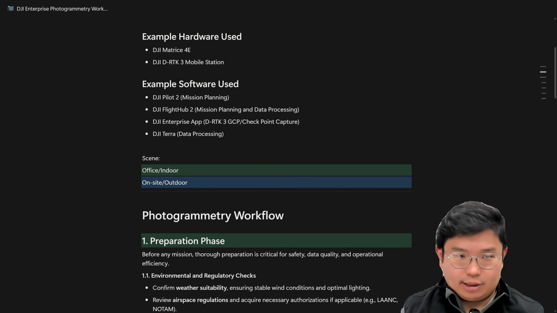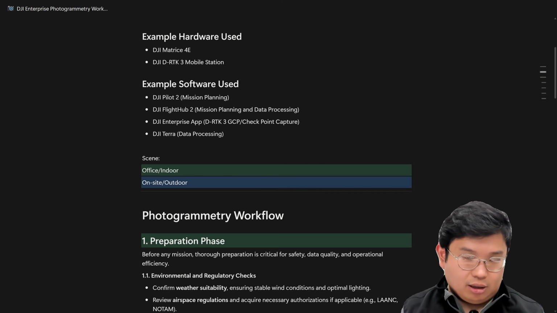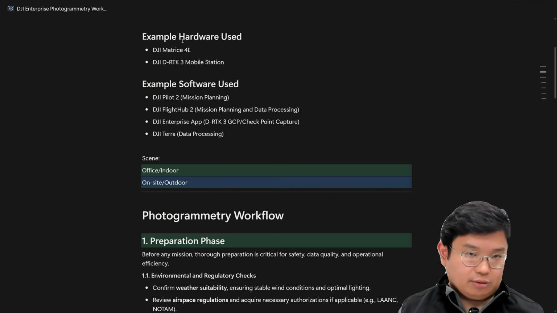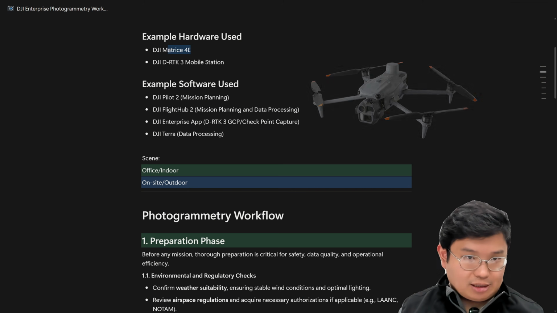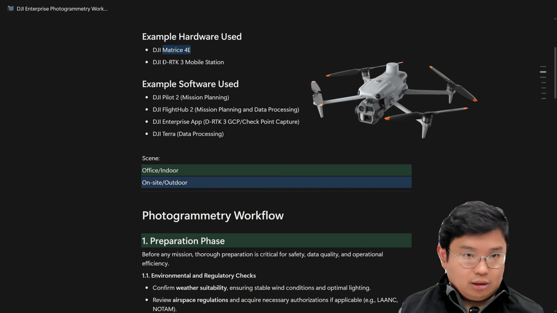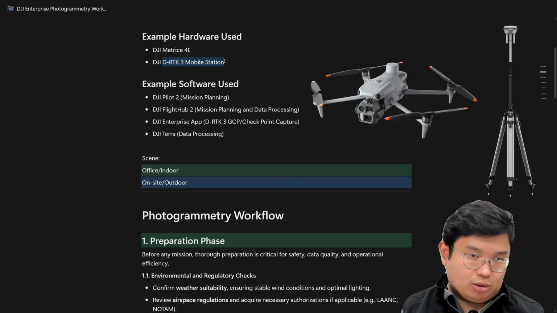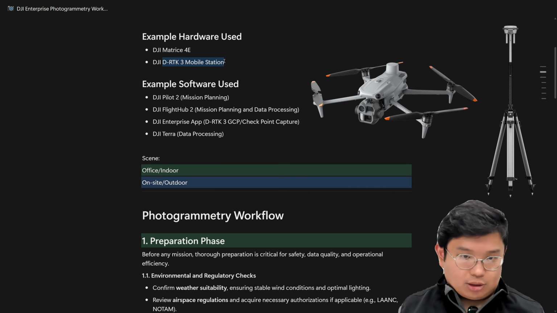Okay, so within today's video, I will first talk about the preparation phase and mission planning phase. But before that, let's go through the hardware we used for this workflow. First, we used the Matrice 4 Enterprise, that is our drone and camera. We're using the RTK3 mobile station, that is our RTK base station for the drone. Secondly, that is also our rover station used to capture the GCP and checkpoints.